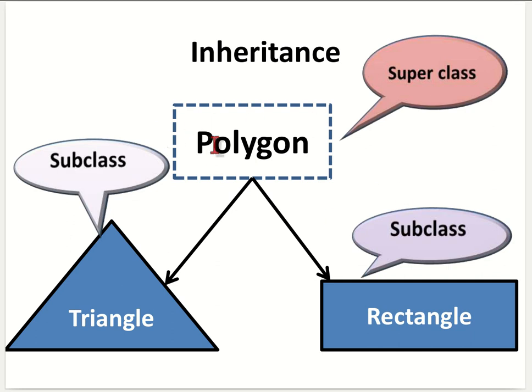Here is another example. There is a polygon class, which is a superclass or base class. Polygons have different characteristics, and using those we create a subclass, the triangle. Triangle has its own characteristics: if the number of sides of the polygon is 3, it is known as a triangle. So the unique characteristic of a triangle is three sides. Here also the rectangle inherits the properties of the polygon as well as its own unique characteristics.